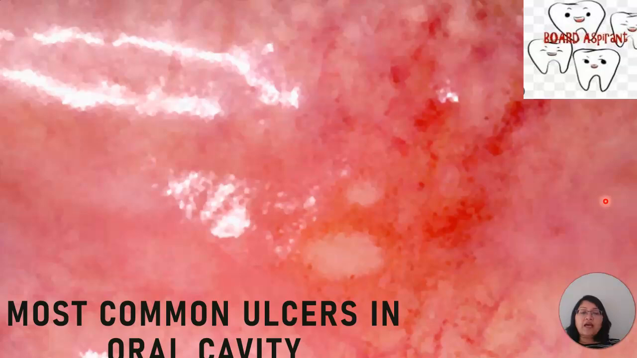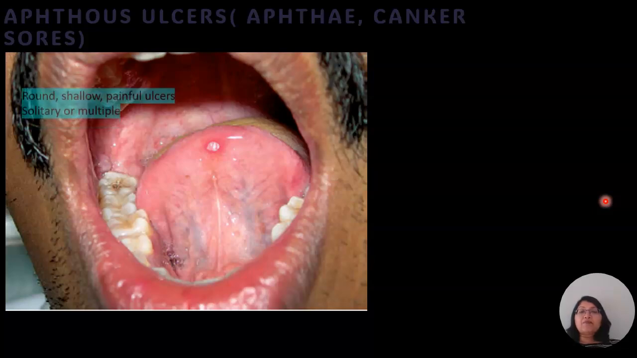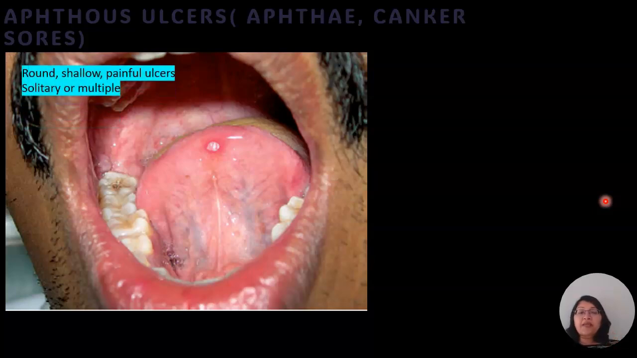Let's talk about aphthous ulcers, also called canker sores or aphthae. Most commonly, your aphthae or aphthous ulcers are going to present as shallow, round, painful ulcers. They're always going to be painful. The presentation is usually round and shallow, because if it's dug out or deep, then definitely it's not an aphthous ulcer. It is probably related to some severe systemic disease or an autoimmune disease. But your aphthae are round, shallow ulcers.